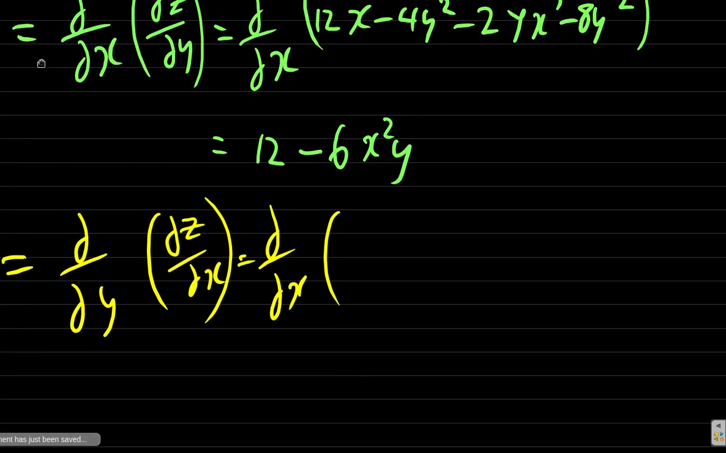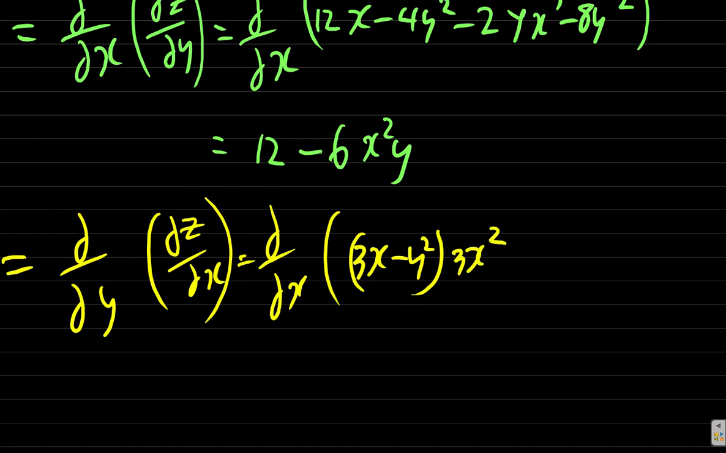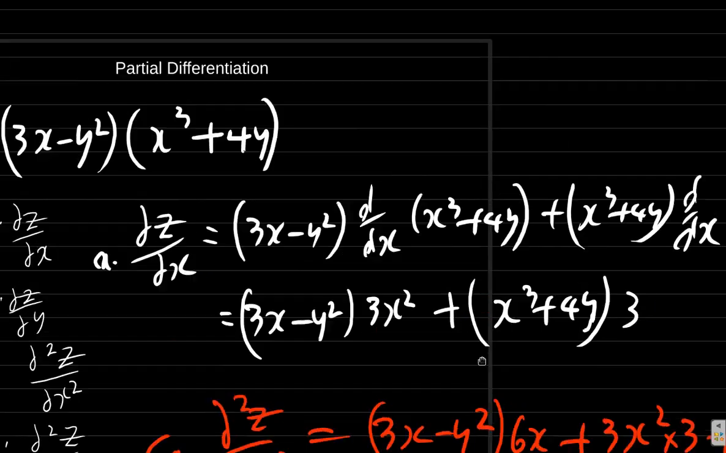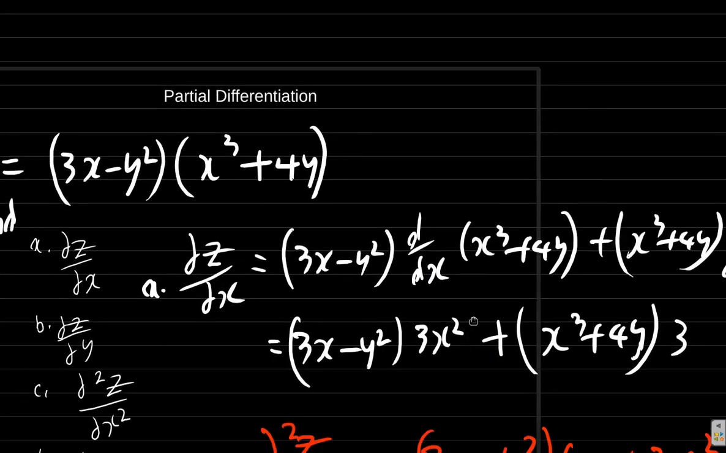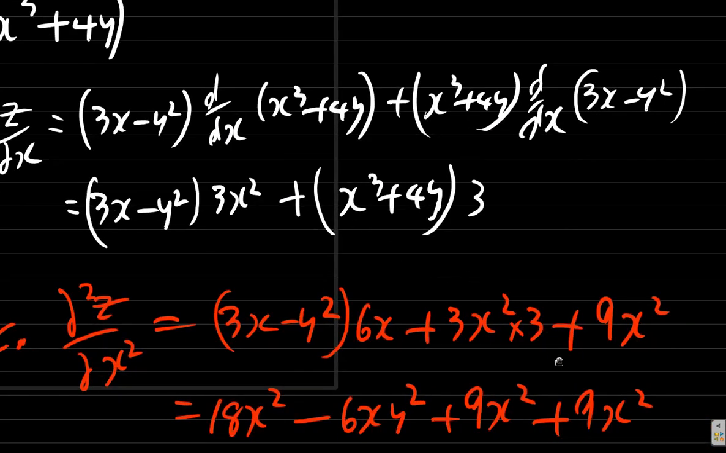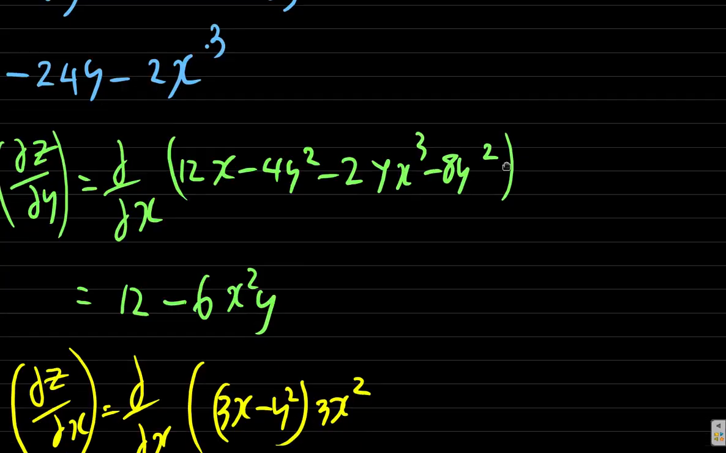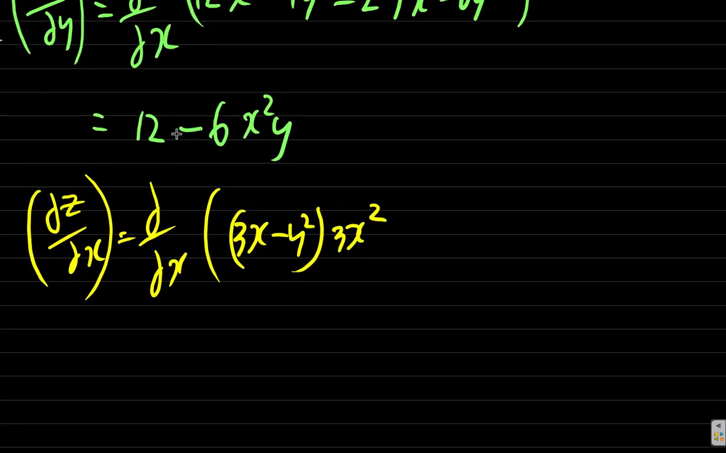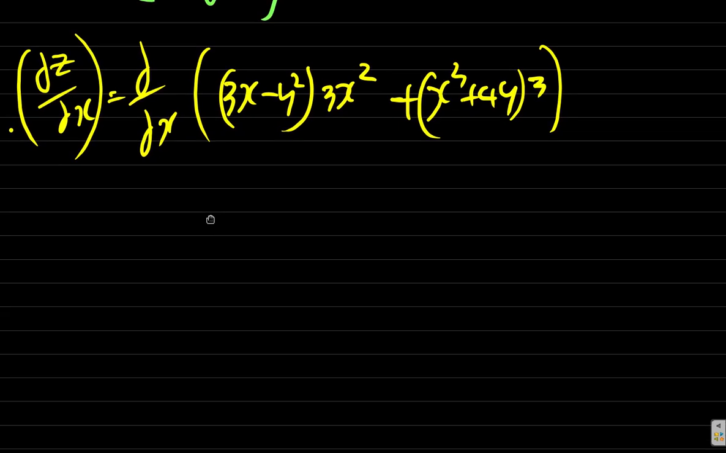Alright. 3x minus y squared times 3x squared, plus x cubed plus 4y times 3. Alright, let's just multiply out the brackets before we do it. Probably less confusing.